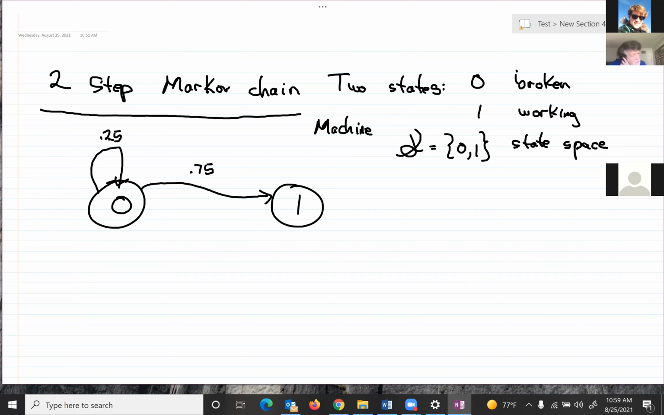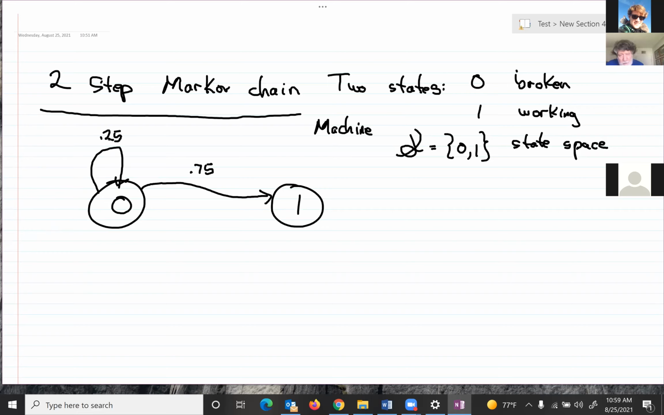Okay. Now I could write them as fractions. It doesn't matter. So if the machine is broken, this is simply saying there's a 1 in 4 chance it'll still be broken at the end of the day. And there's a 3 in 4 chance that it'll get fixed.